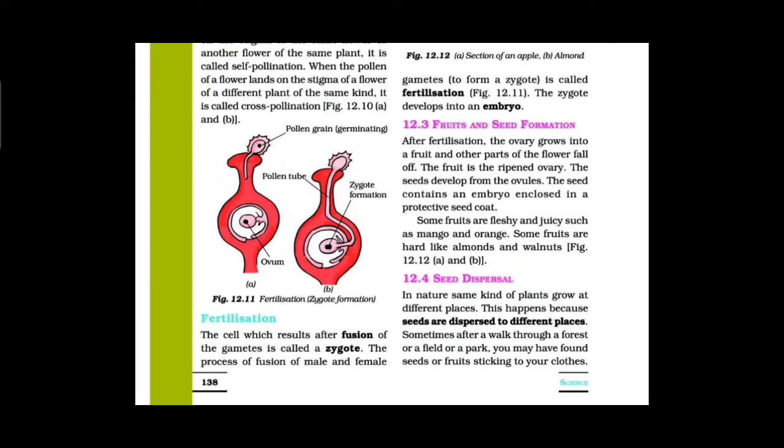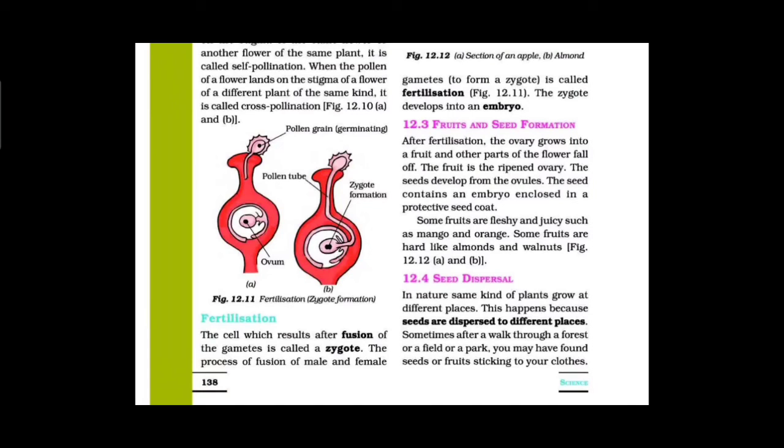After fertilization, what happens? The ovary grows into fruit. Then the other parts of the flower fall off. The fruit is the ripened ovary. The seed develops from the ovules. Then the seed contains an embryo enclosed in a protective seed coat. Some fruits are fleshy and juicy. Some are what? Hard like almond and walnut.